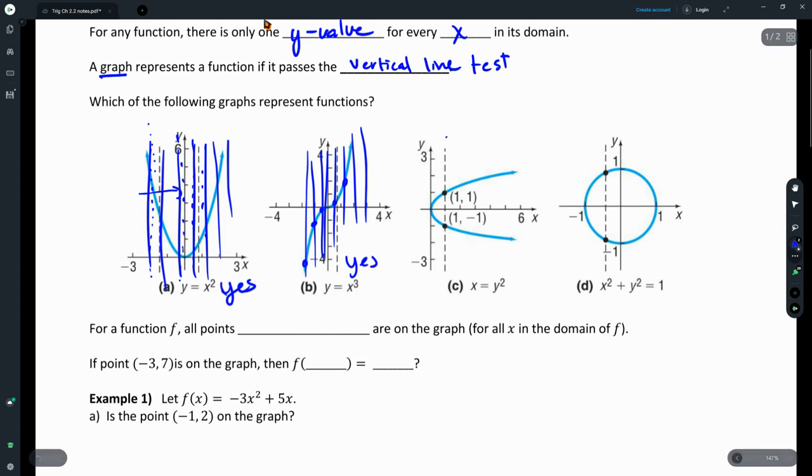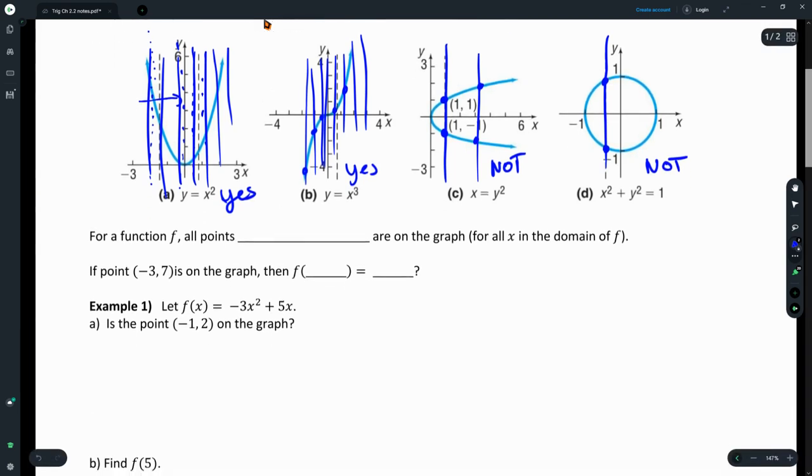For part C, if I put my vertical line right here, you can see that it's illustrated here. It touches at two different spots. If I move it here, it also touches at two different spots. It only needs to happen once for it to fail. So this one fails. This is not a function. Same thing here. I see this vertical line touches the graph at two different spots, so this is also not a function. That's how you use the vertical line test to see if the graph represents a function.